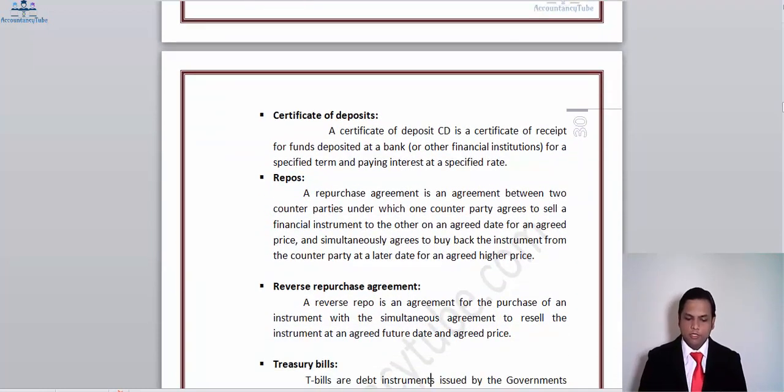Then we got certificate of deposit. Now, a certificate of deposit, or CD, is a certificate or receipt for funds deposited at a bank for a specified term and paying interest at a specified rate. It's a simple deposit, unlike a fixed term deposit.